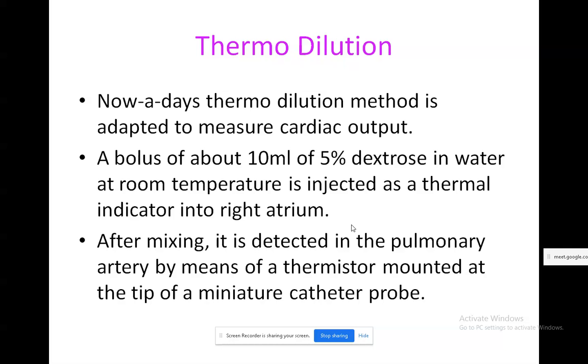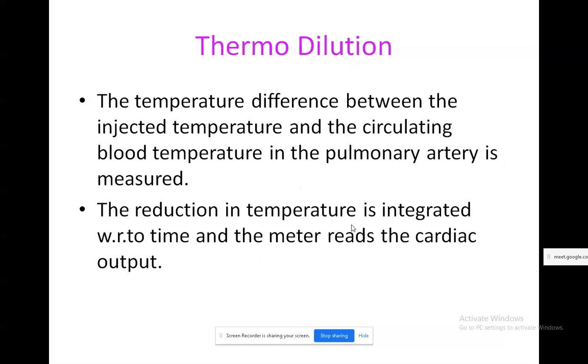So using the catheter only, you are going to inject as well as take the output of cardiac output. So the temperature difference between the injected temperature and the circulating blood temperature in the pulmonary artery is going to be measured. Okay, so what was the temperature when injecting, and after injecting, what is the temperature of that circulated blood when we take it in the pulmonary artery. So these two temperature measurement difference values will give the cardiac output.